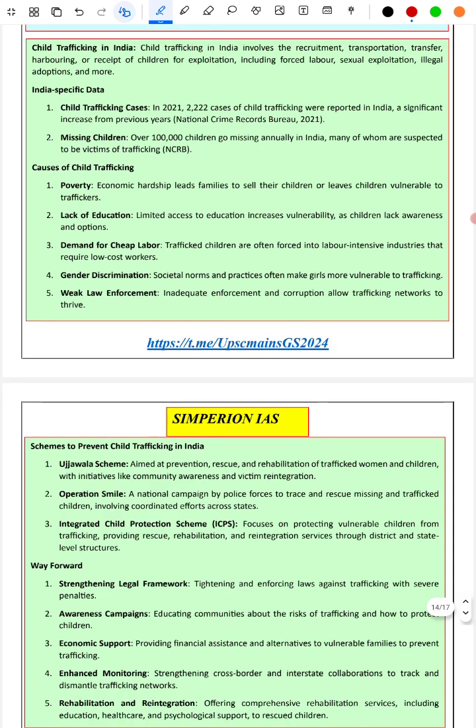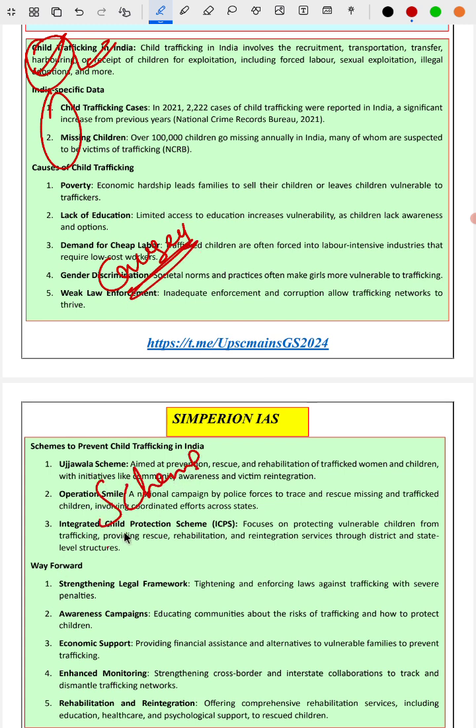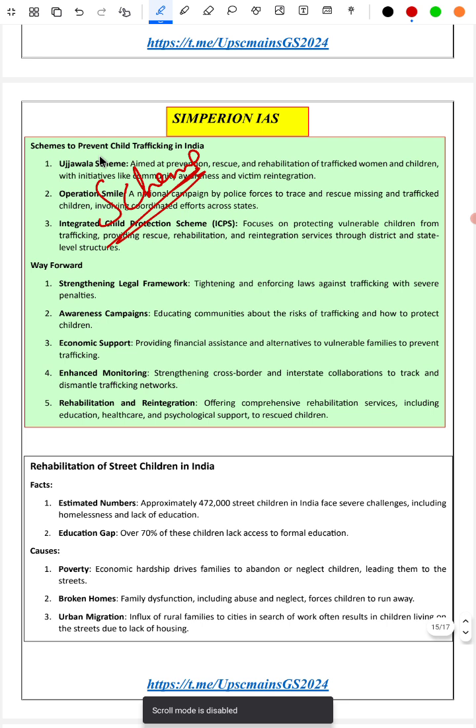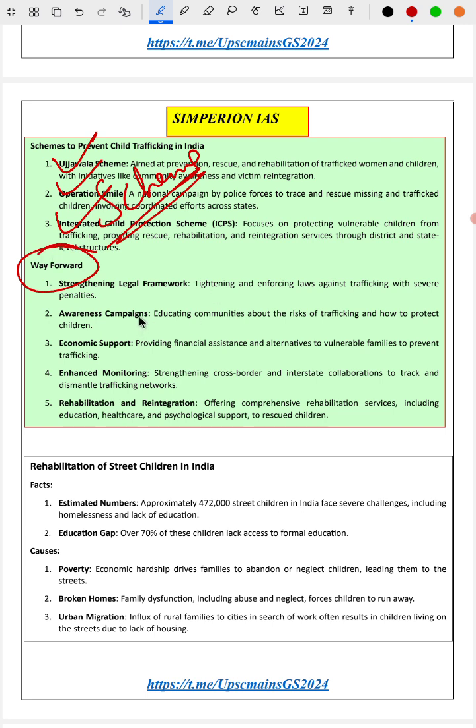The next topic we are discussing is child trafficking in India. We have given a definition of child trafficking and specific data related to it. We have discussed the causes of child trafficking, and schemes already started by the government to fight against it, that is Ujjwala scheme, Operation Smile, and Integrated Child Protection Scheme. And the way forward: what measures are necessary even after whatever the government has done, what further steps are necessary in the future to deal with child trafficking.